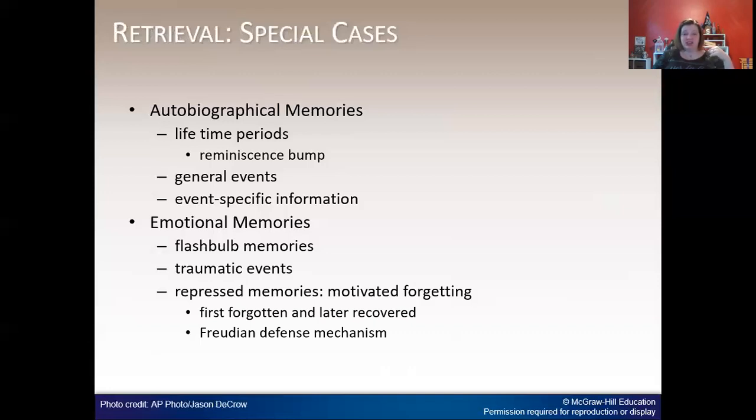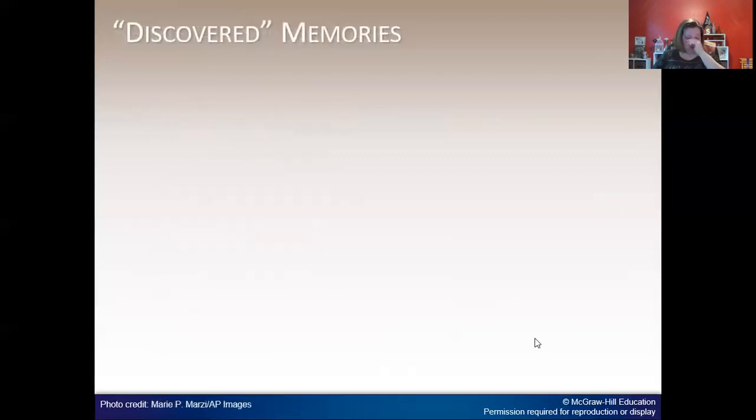Freud says this is just a defense mechanism. This is something that we do to help us to deal with stuff that we just don't know how to process or cannot process.